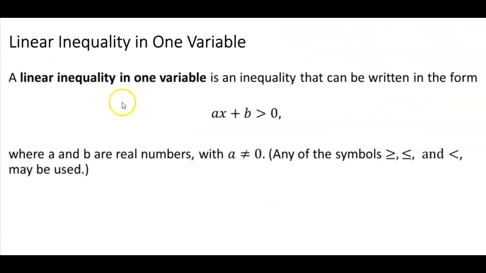A linear inequality in one variable. A linear inequality in one variable is an inequality that can be written in the form of ax plus b is greater than 0, where a and b are real numbers with a not equal to 0. And any of the symbols greater than or equal to, less than or equal to, and less than may be used.